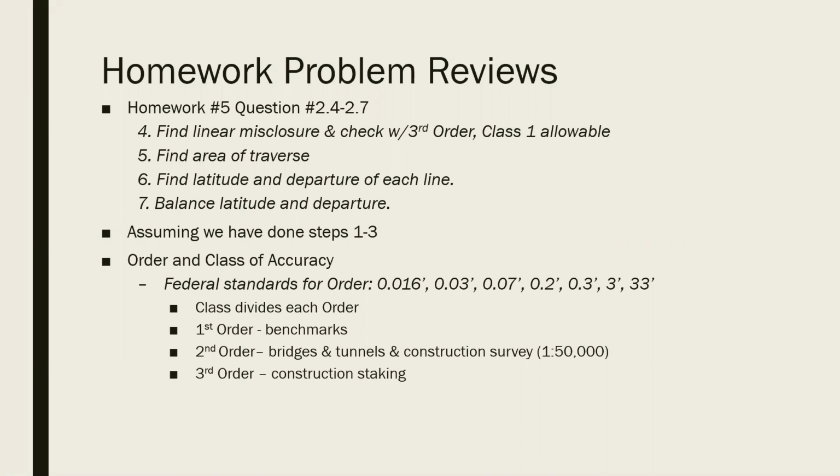Now we need to find, just like we did on the leveling problem, that error of closure and what value is allowable. We need to find the area of the traverse. It's a weird rhomboid kind of quadrilateral. Can't even say it's a square or a rectangle. It's a quadrilateral. We need to find the latitude and departure for each line.